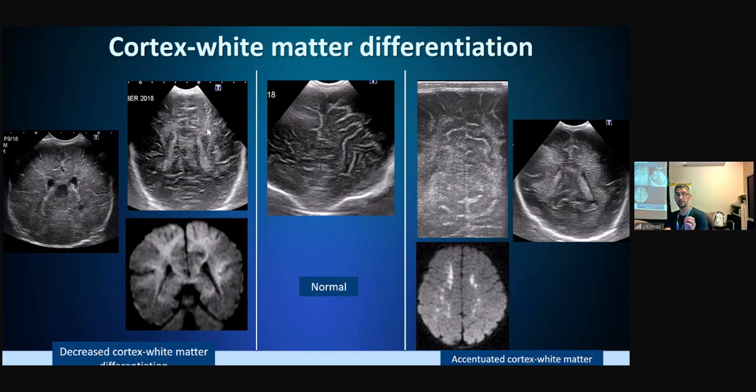For example, this case. And this is abnormal. Cortex is involved, white matter is involved. Sometimes white matter is involved and cortex is spared, so you have accentuated cortex white matter differentiation. This is also abnormal. So everyone knows decreased differentiation, but you should also know that accentuated cortex white matter differentiation is also abnormal.